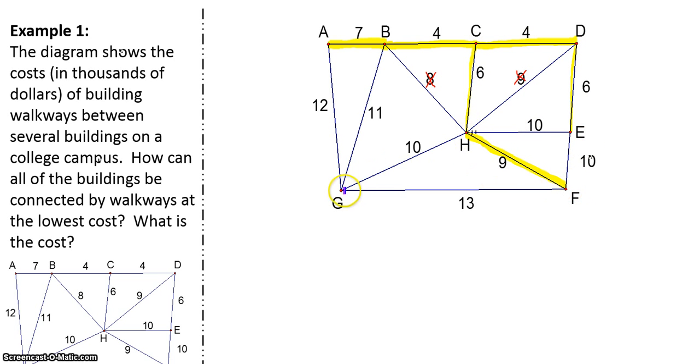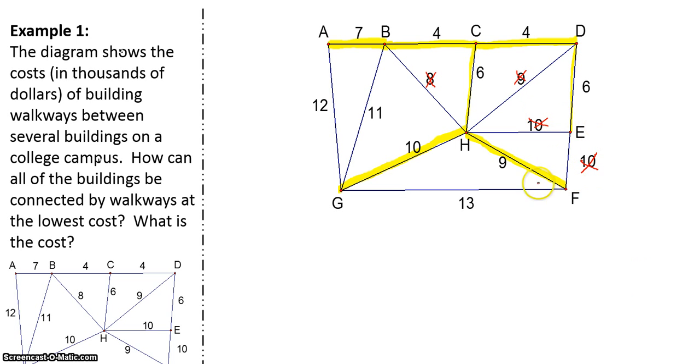But this 10 I would build because there's no way for me to get from G to H yet. G is kind of off on its own little island. So I will build this 10 here. But I'm going to cross out the other two 10s because those create circuits if I build those.